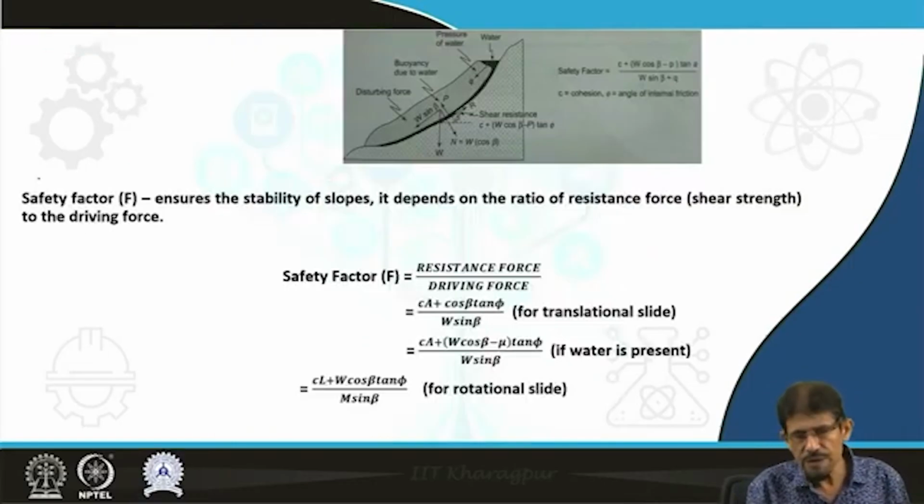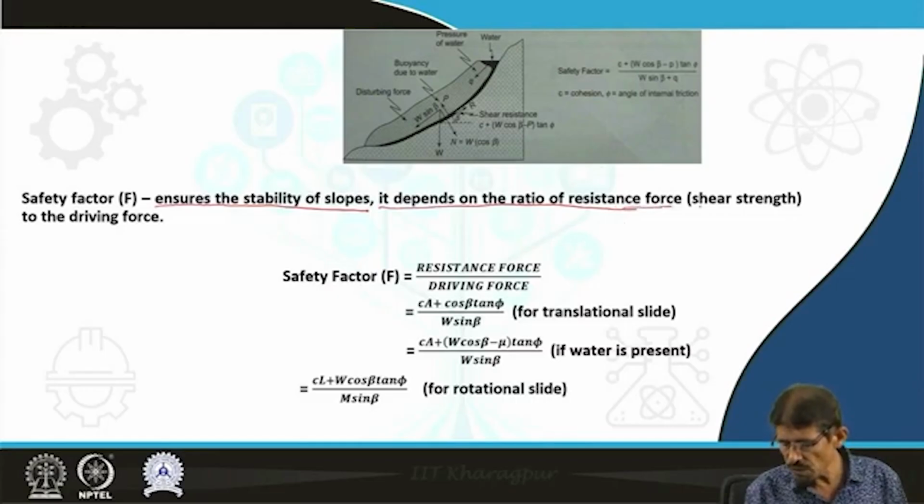Next concept is the safety factor, and friends, safety factor is an operational research terminology widely utilized in the field of engineering, any branch of engineering starting from mechanical engineering up to petroleum, civil and others. The safety factor ensures the stability of slopes or of any engineering operations. It depends on the ratio of resistance force, shear strength, to the driving force. In generalized way, it is a concept representing the relationship between resisting force and disturbing force in any work, particularly related to slope engineering or slope stability.